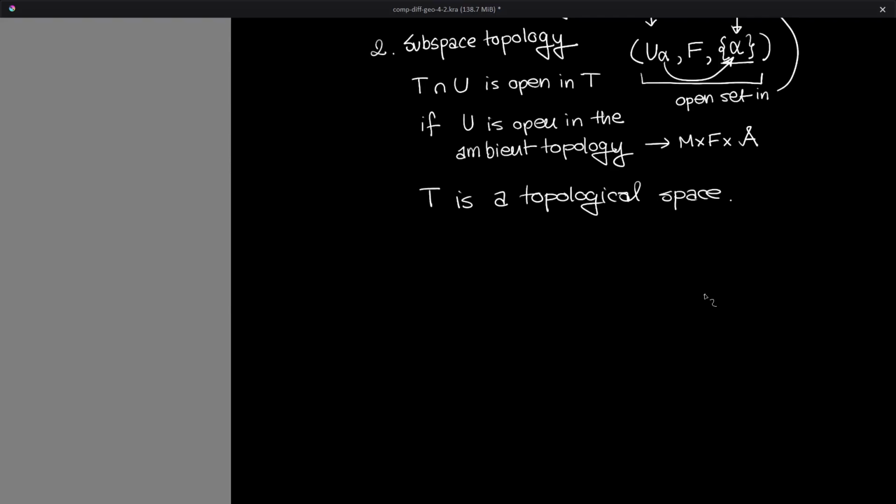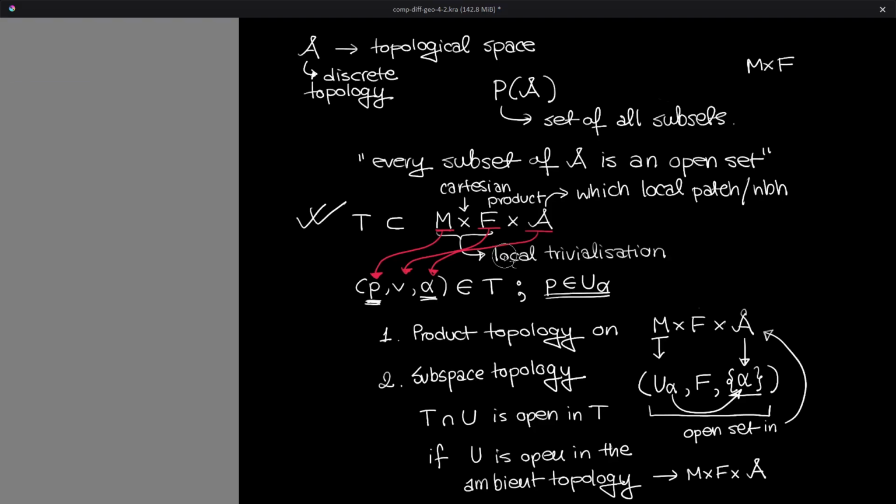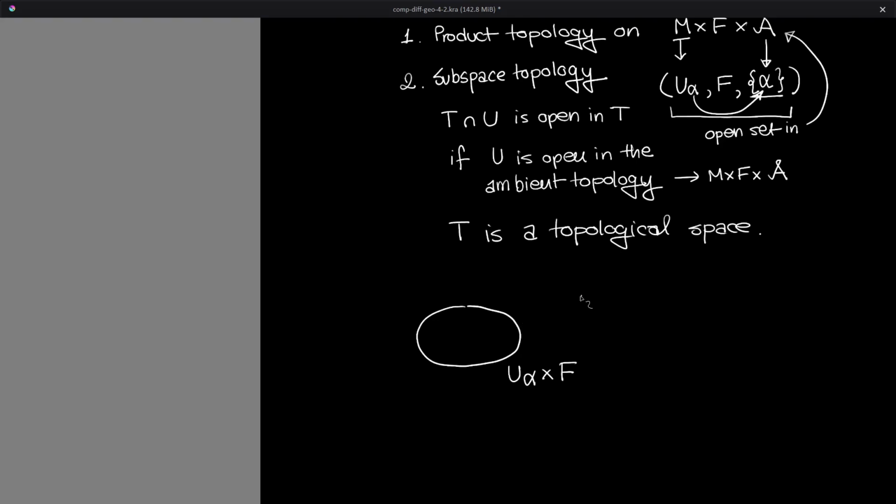So remember how we were talking about the fact that we were going to patch these local patches together. The idea is that let's say that we have this point U alpha. So we have U alpha cross F, right? We were calling this the local trivialization. Well, in fact, the local trivialization would be something like U alpha cross F. That would be a local trivialization. And so that would correspond to having the fibers jutting out from here.